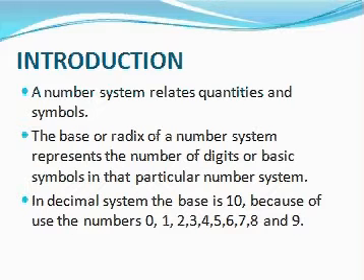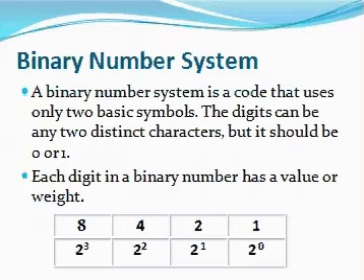The first one is the introduction. Number system relates quantities and symbols. The base or radix of a number system represents the number of digits or basic symbols in that particular number system. For example, in the decimal system, the base is 10 because we are using 10 symbols or numbers in the decimal system. In the same way, in the binary number system, the base is 2 because here we are using only 2 symbols, either 0 or 1.